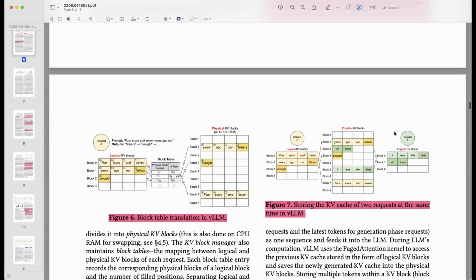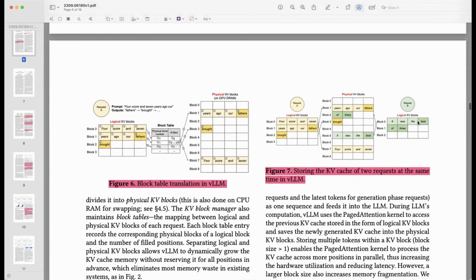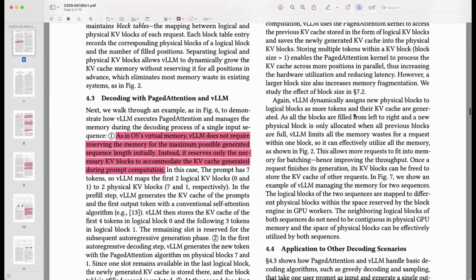This is a similar example with two requests happening together. Basically, the other request will pick up a physical block, and as it goes and decodes, it realizes it needs one more block, and it will pick up another block from the physical KV cache.